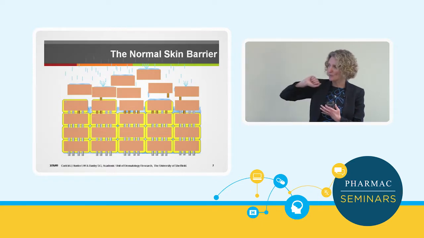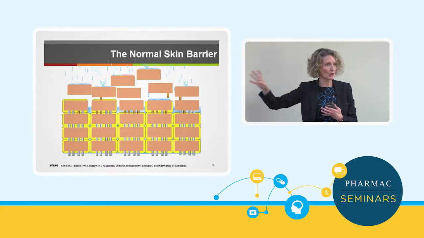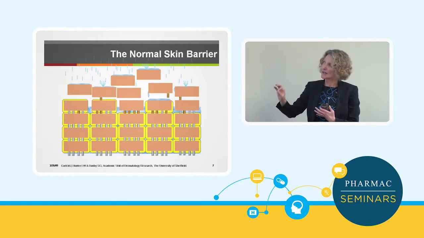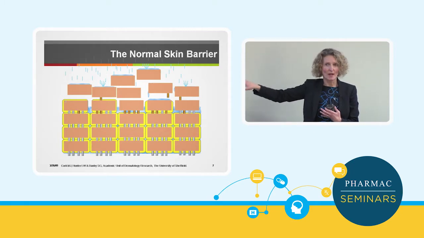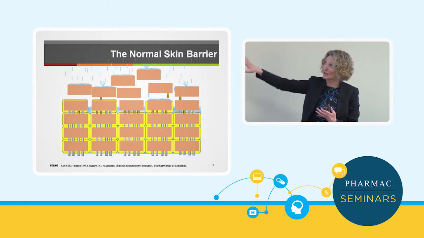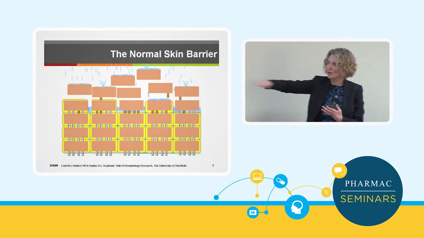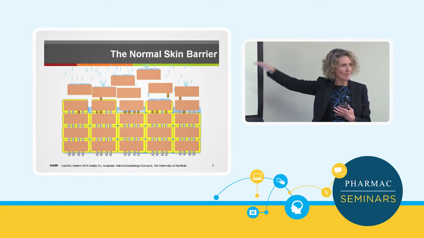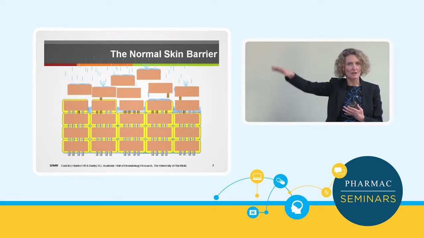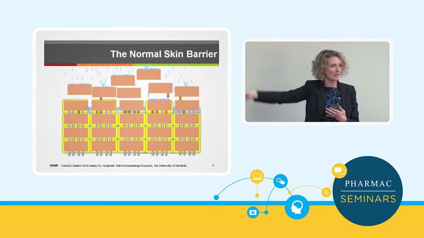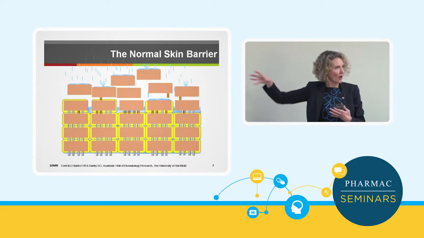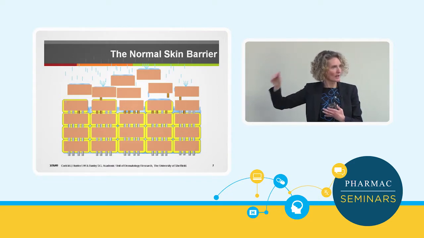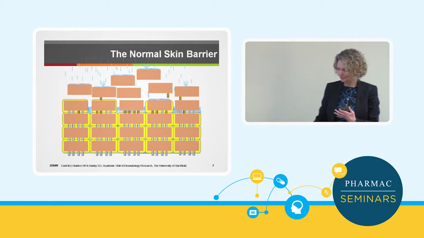This slide comes from Mike Cork, a dermatologist in the UK who's very interested in skin barrier dysfunction and eczema. I find this a very useful way when talking with families about skin function. So this is a normal skin barrier. Your corneocytes are your bricks, the lipid substance is the mortar, and the corneodesmosomes and the connections are like the metal rods that hold all that together to give you a nice strong outermost layer.